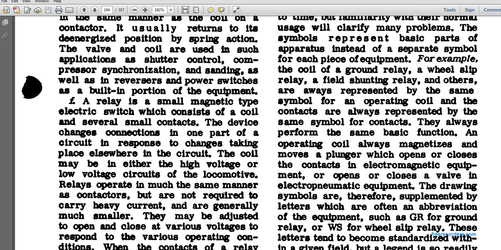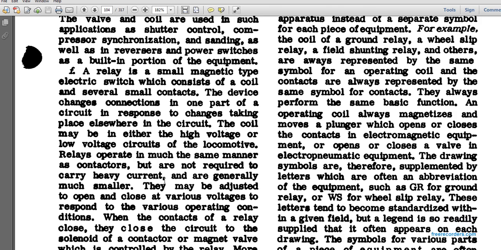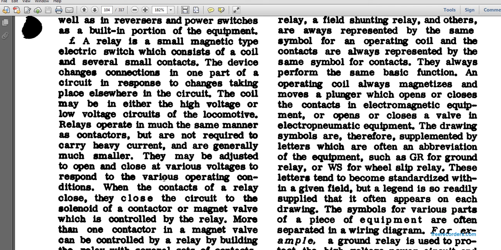The relay is a small magnet-type electric device, which consists of a coil, several small contacts, and connections, and is one part of the typical circuit of the responsive chains taking the current elsewhere. The coil may be in either the high voltage or low voltage circuit of the locomotive. Relays operate in such a manner like the contactors, but are not required to carry the heavy current. Generally much smaller, they are more adjusted to open and close at various voltages, responding to the various operational conditions.